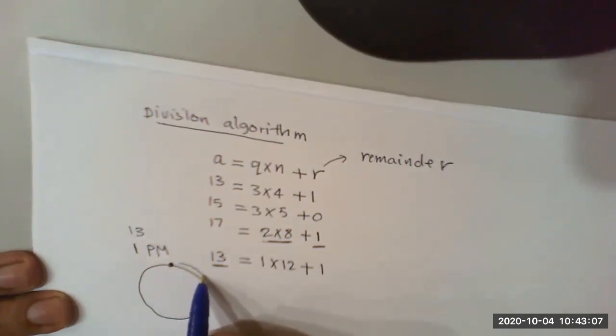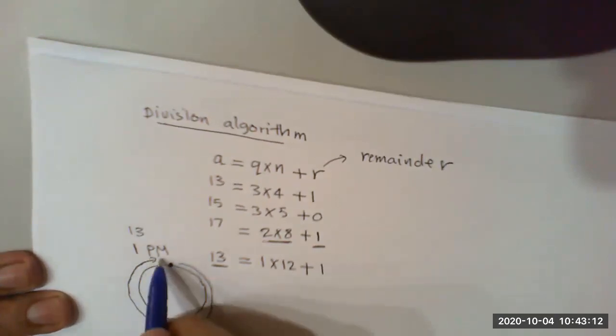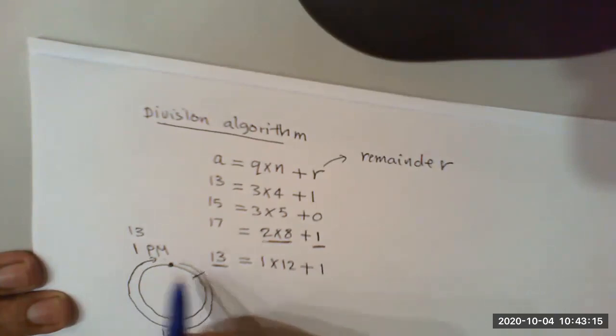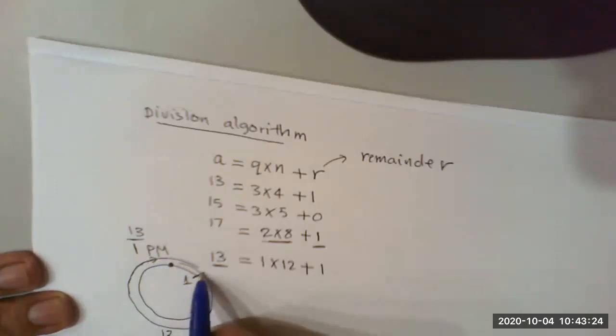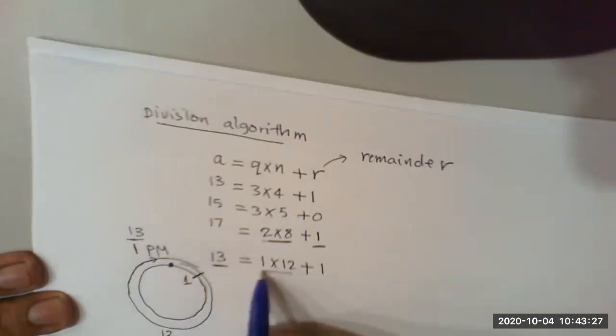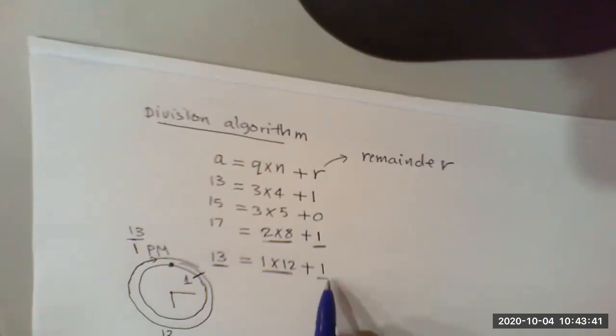one round is 12. This is 12, one round. And then if I get another round, I will stop here at 1 o'clock, because I have 12, one round of 12, plus 1. Okay. So this is going to have repeated cycles, and the remainder is the last cycle position.